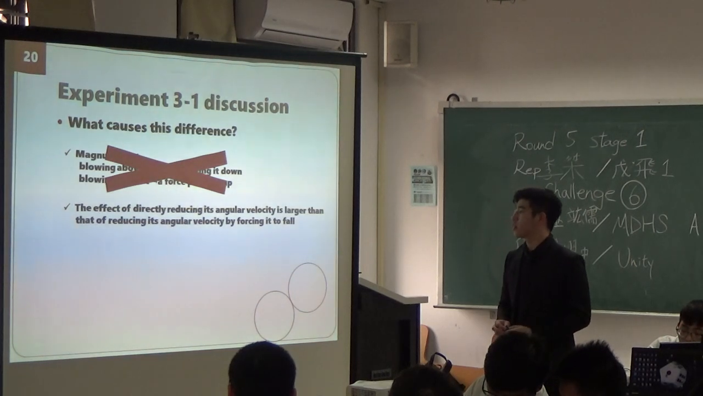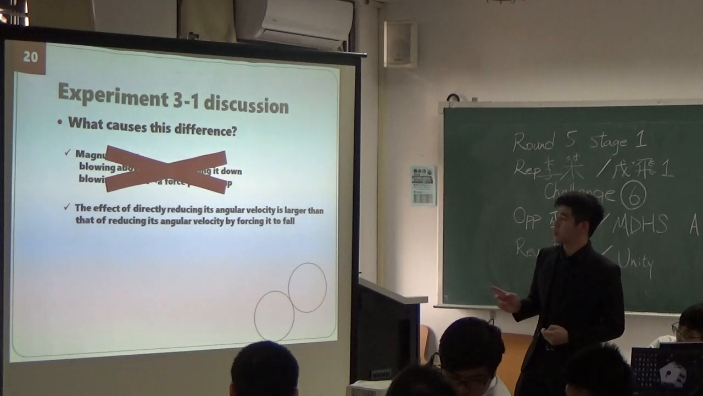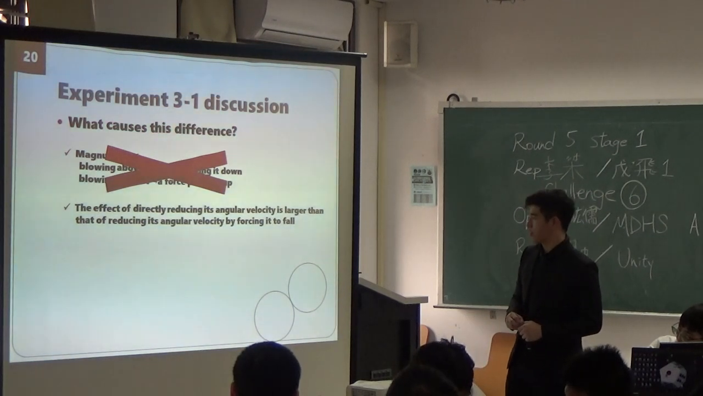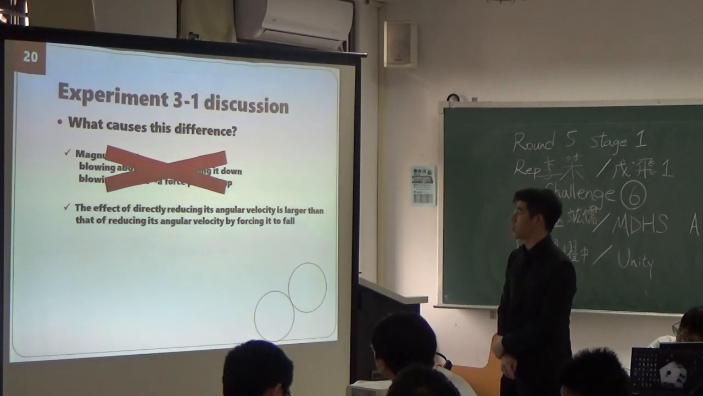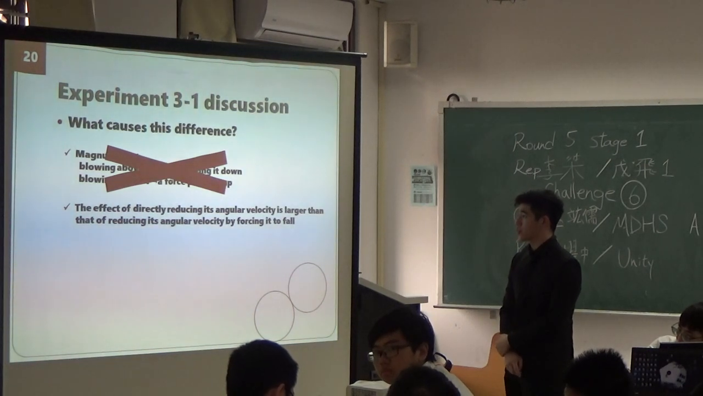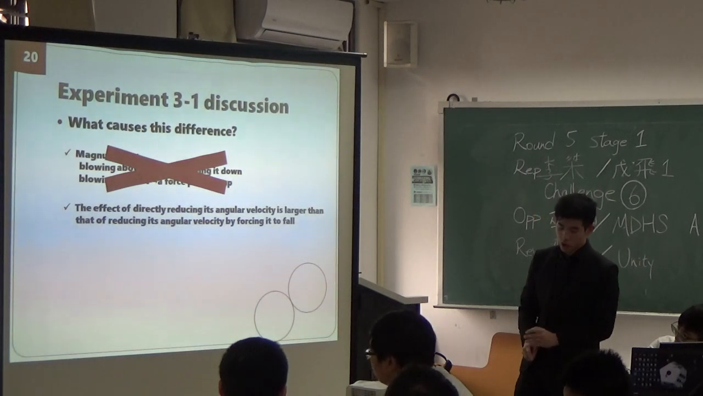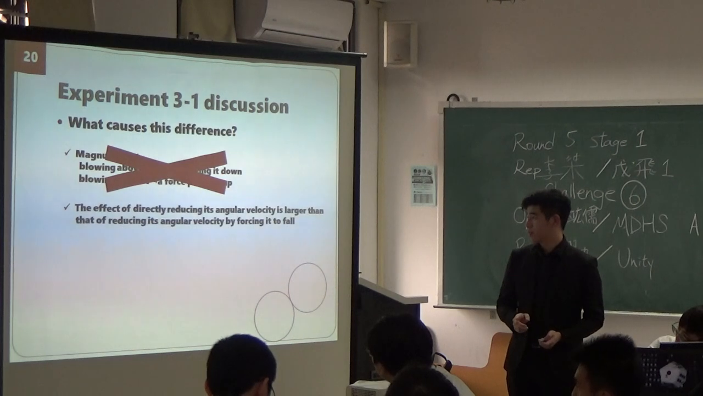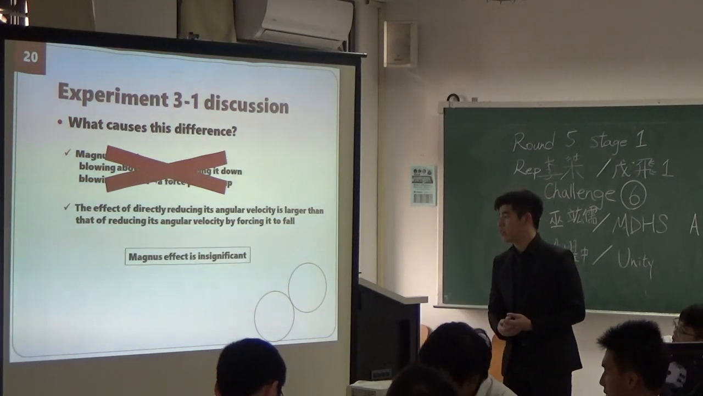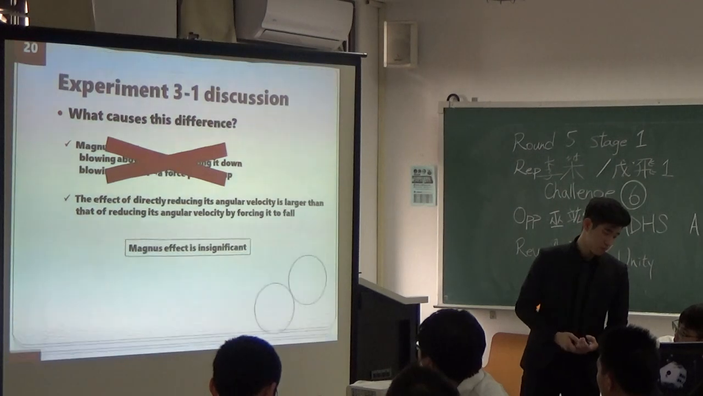So that doesn't correspond with my prediction. We think the reason may be that the effect of directly reducing its angular velocity is larger than that of reducing its angle, which would enlarge the torque that gravity causes. So you can know that the Magnus effect is actually insignificant and negligible.